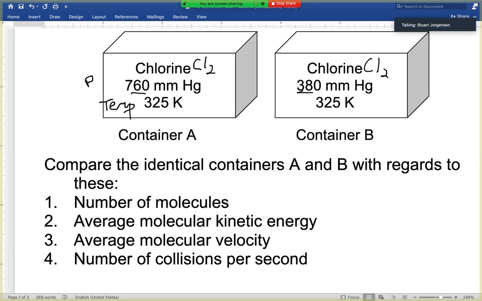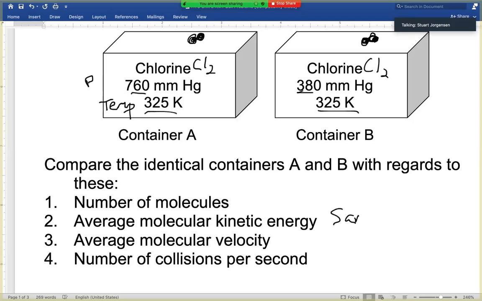Let's think about what we know. We know that we have identical particles. Let me draw them here. We have identical particles in both of the boxes. Their masses are the same. They're also at the same temperature. So they're traveling at the same average molecular kinetic energy and the same average molecular velocity.